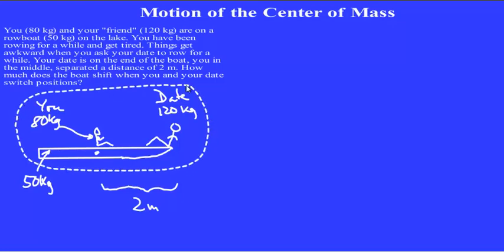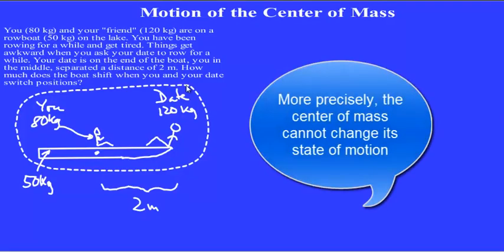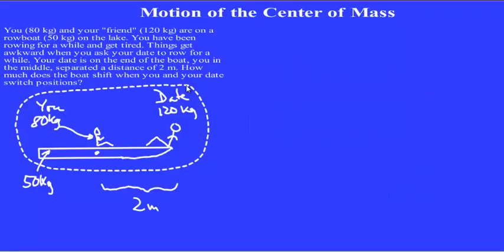if we look at the system of these three objects, you, your date, and the boat as one system, the external forces on that system don't change. Therefore, the center of mass can't change, because only forces external to a system can move the system. So when you shift positions, the center of mass of the system can't change. So all the objects in the system have to compensate so that the center of mass stays where it is. So what we want to do first of all is calculate, before you do the switcheroo, where is your center of mass.